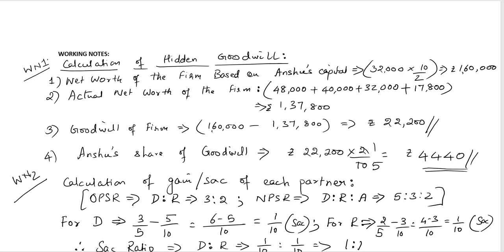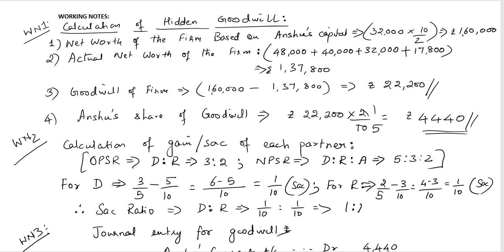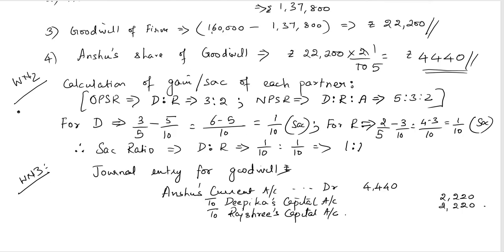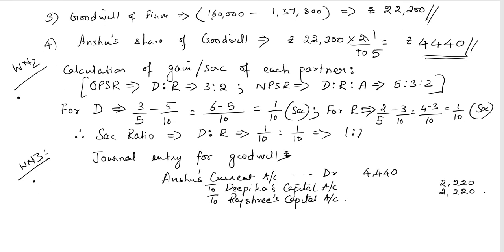So these are the working notes. The first working note was for calculation of hidden goodwill. The second working note was to calculate the gain and sacrifice of each partner. And the third working note was the journal entry for goodwill, which we passed through Anshu's current account because Anshu did not bring in his share of goodwill.